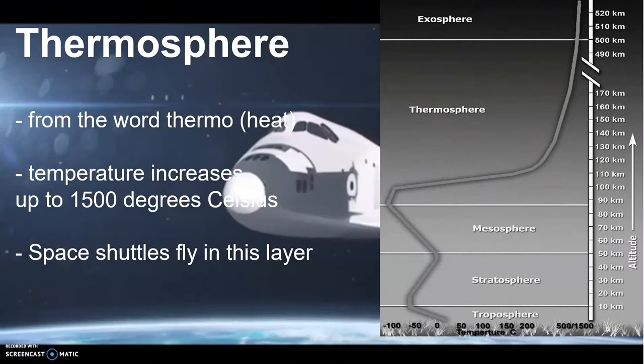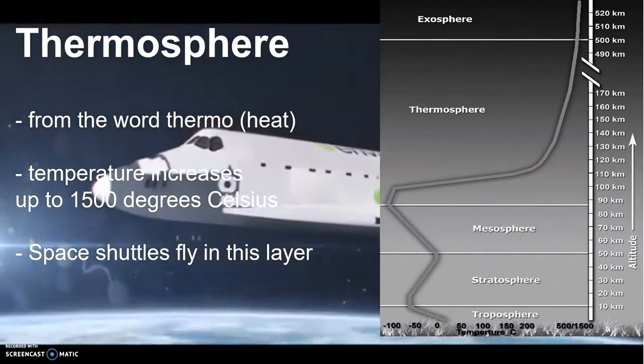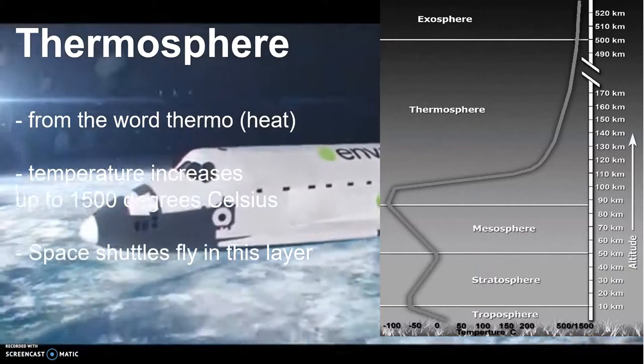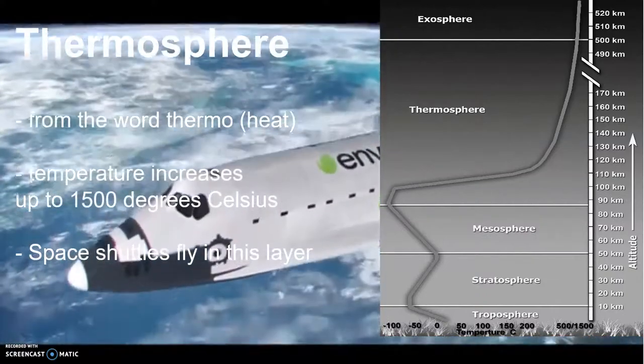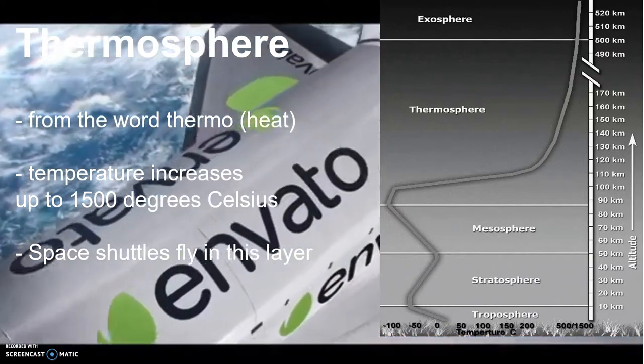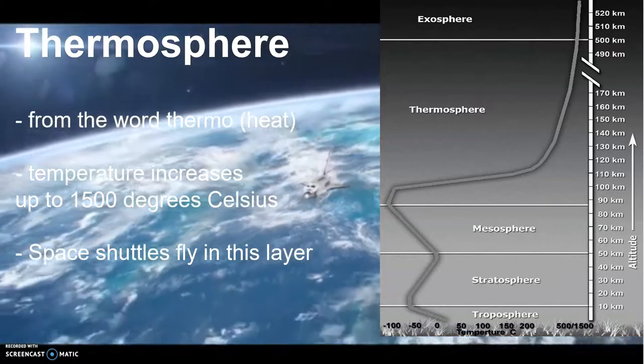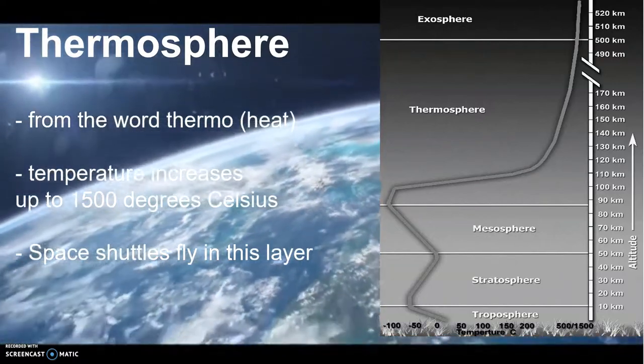Then we have the thermosphere. It's from the word thermo, means heat. It's very hot in this layer. Then temperature increases up to 1,500 degrees Celsius. And you saw on the screen, space shuttles fly in this layer, this thermosphere.